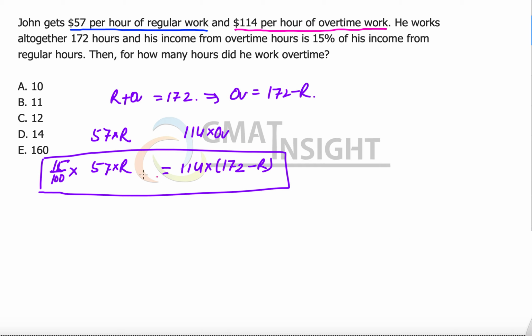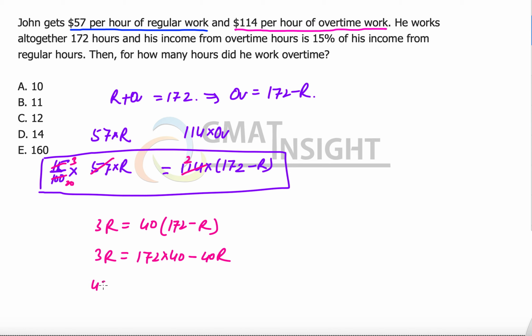Let's quickly simplify this equation. 57 cancels this 114 2 times, 5 divides it 3 times, 5 divides it 20 times, so we have 3r is equal to 40 multiplied by (172 minus r). 40 becomes 2 multiplied by 20. So we have 3r is equal to 172 times 40 minus 40r. So we have 43r is equal to 172 times 40, and this gives us r is equal to 172 multiplied by 40 divided by 43.